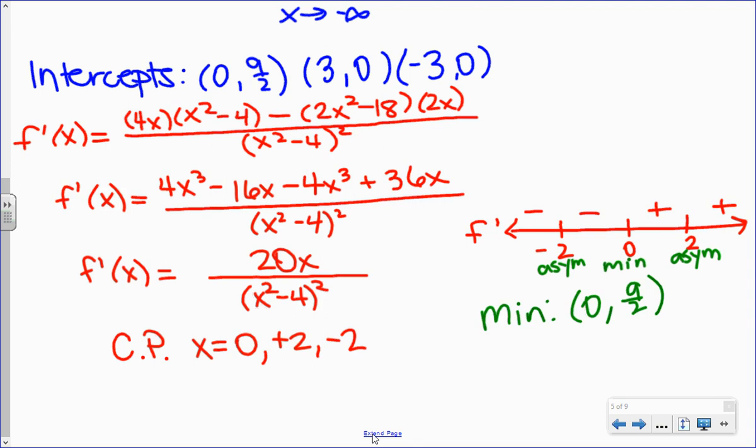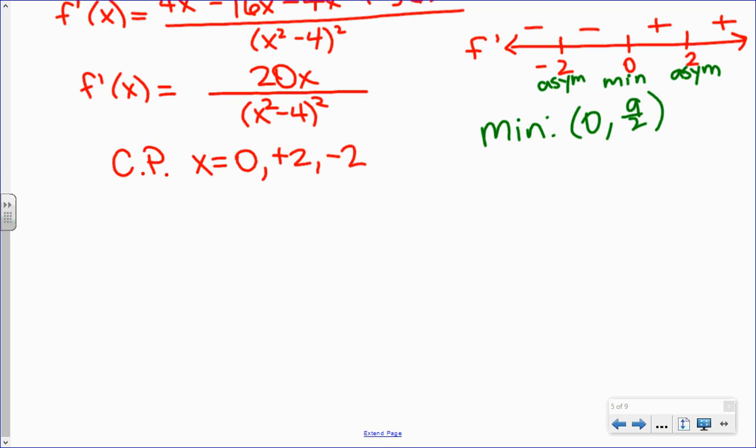Okay? So we are decreasing, decreasing, increasing, increasing. Now that sounds kind of funny, but remember we have asymptotes breaking those up. And so going from a decreasing to another decreasing interval, it will make sense when we go ahead and put it all together. Okay?